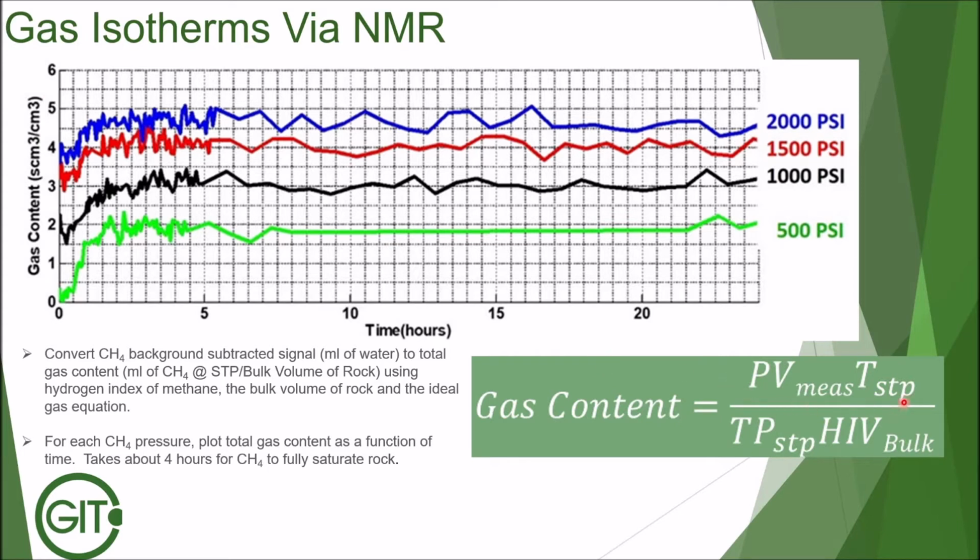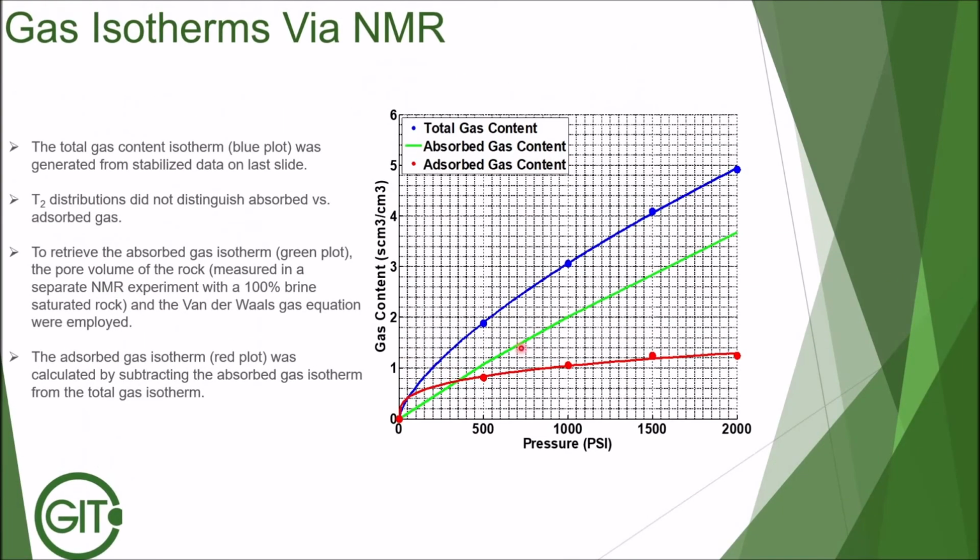So to do that, we use this equation right here, where we use the bulk volume of the rock, the standard temperature and pressure of 25 C and 1 atmosphere, the volume measured from this equation, from this data, the hydrogen index, along with the experimental pressure and temperature. And when you do that, you get a gas isotherm like the one shown here in blue. So that's the total gas content isotherm.